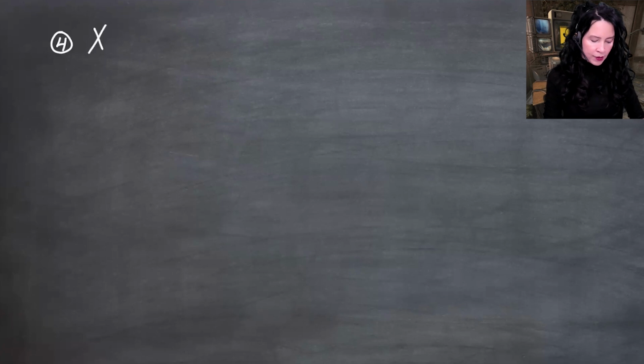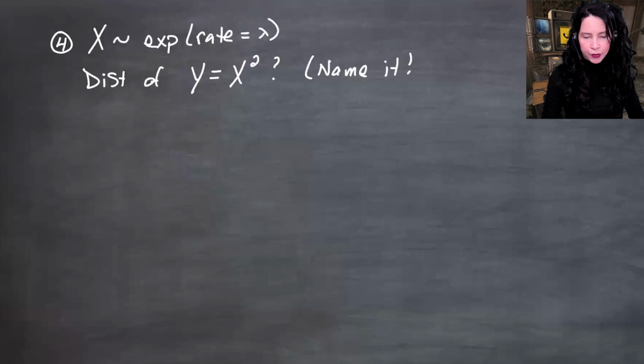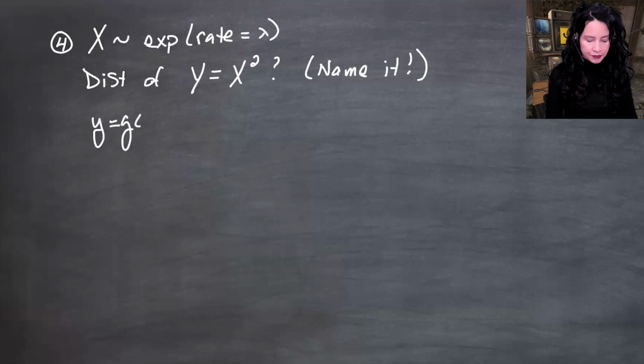Okay, number 4 is a transformation problem. We have a random variable x that has the exponential distribution with rate lambda. And we want to find the distribution of y equals x squared. And we want to name it, which is not always possible, but if I wrote that, that means it is possible. And it's going to be something on your table of distributions. So this is a function y equals g of x equals x squared.